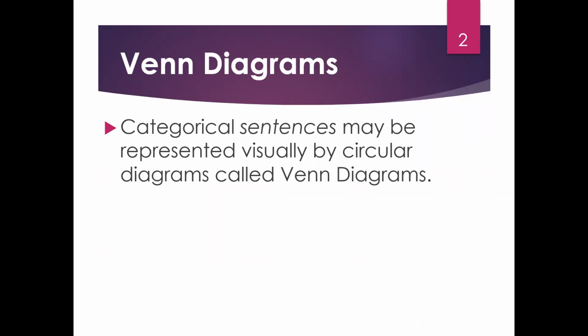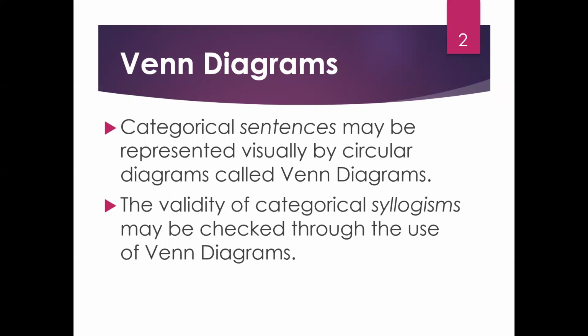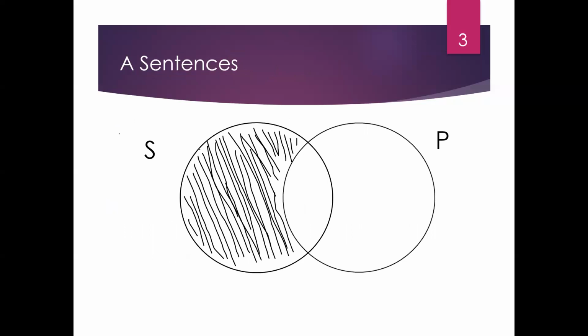So categorical sentences, the kinds of statements that are used when forming a categorical syllogism, can be represented visually by these interlocking circles that we call Venn diagrams. And each of the four types of sentences, the A, E, I, and O sentences, can be represented in a particular way with a Venn diagram. Now, once we are able to do that, we can check the validity of a categorical syllogism through the use of Venn diagrams. And when we're evaluating the validity of categorical syllogisms, we're going to use three interlocking circles, as we will see. So we start by showing how the individual sentences are represented.